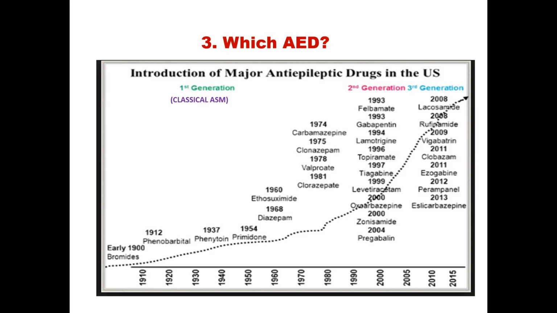So which anti-epileptic drugs? Anti-epileptic drugs are broadly classified as first generation, second generation, and third generation. The drugs which came before 1993 are called classical anti-seizure medicines. The first drug was bromide, and the last one was felbamate. The drugs which appeared in the market from 1993 to 2008 are second generation, from felbamate to lacosamide. The drugs which came to the market after 2008 until now are called third generation anti-epileptic drugs. These include lacosamide, gabapentin, clobazam, perampanel, eslicarbazepine, and the most recent one, brivaracetam, which came to the market in 2016 and is approved for focal monotherapy. Okay, next.